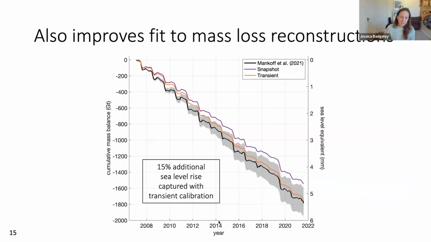Now, of course, I've used data over this full time period to assimilate into the model, but Youngmin has a great paper showing that even if you assimilate data for a short period of time, you still capture future forecast trends much better than with the snapshot inversion.